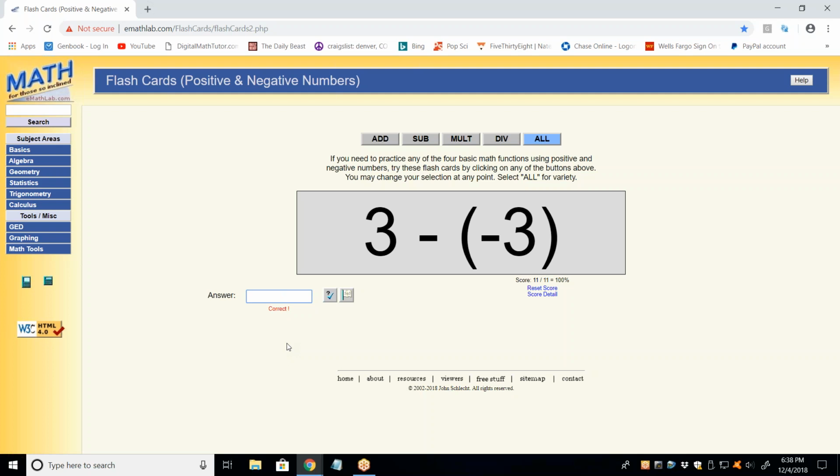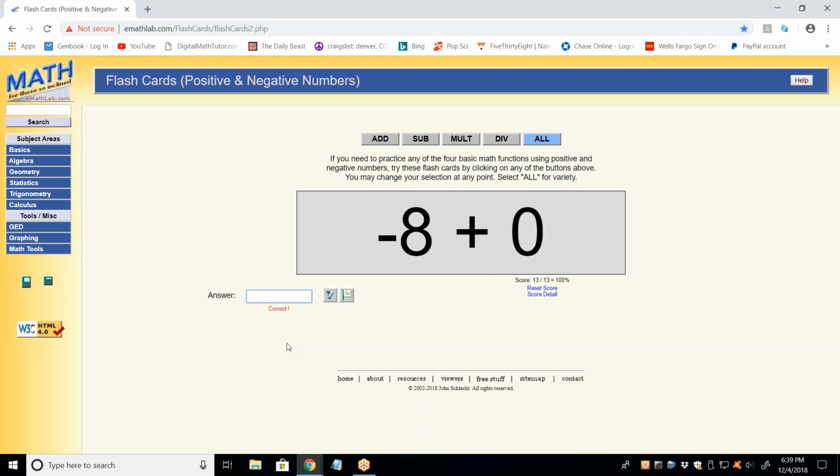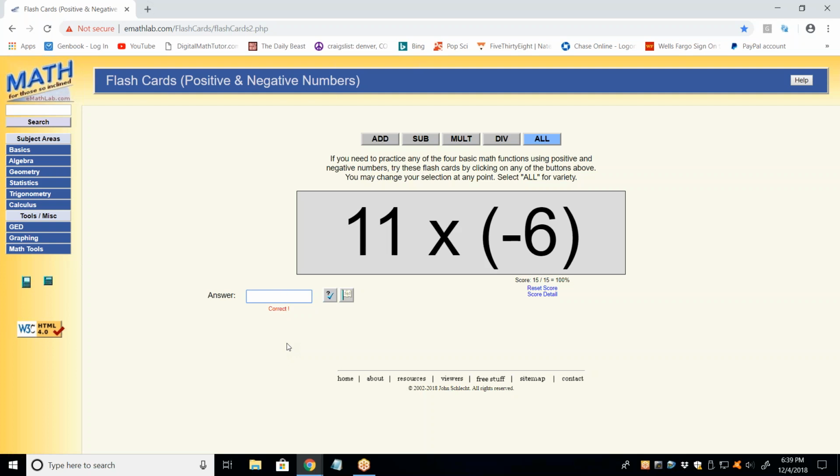Negative. Oh, this is a two-step problem. You got to do it in 2 steps. +6. Good. +12. Good. -8. -10. Good. -66. Good. -44. All right. That's a lot better. Have you been working on it?